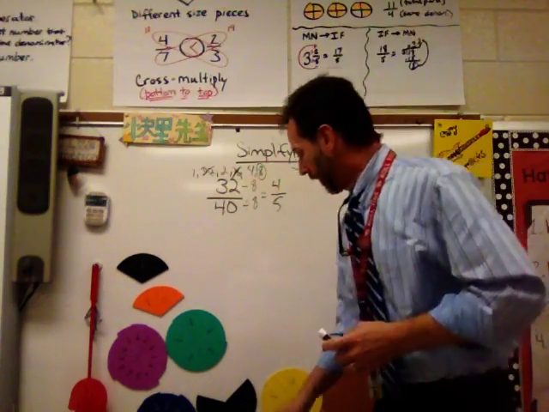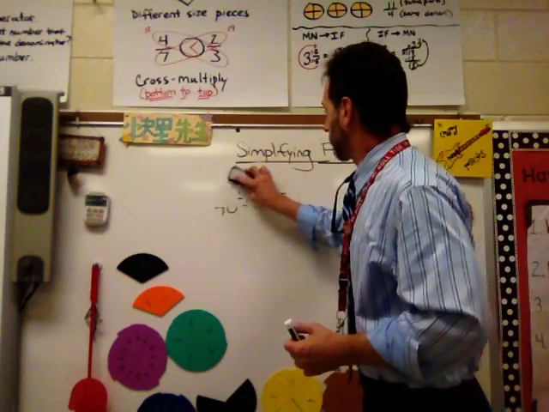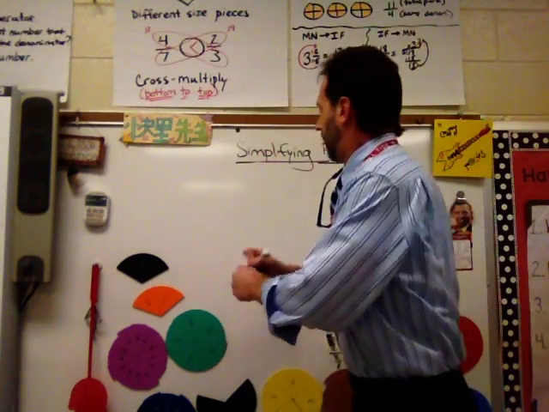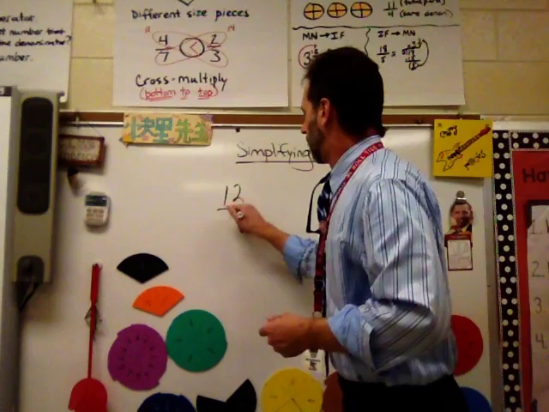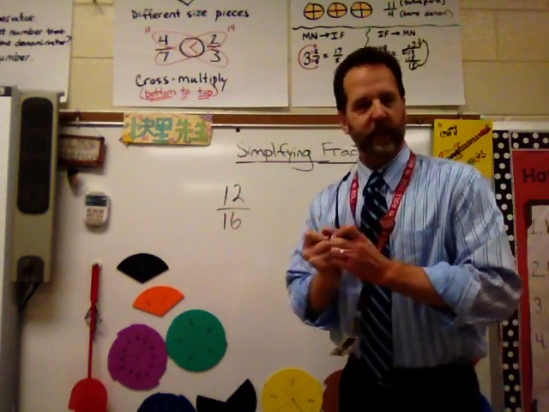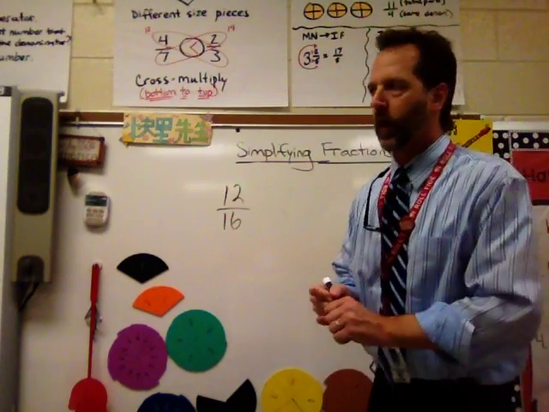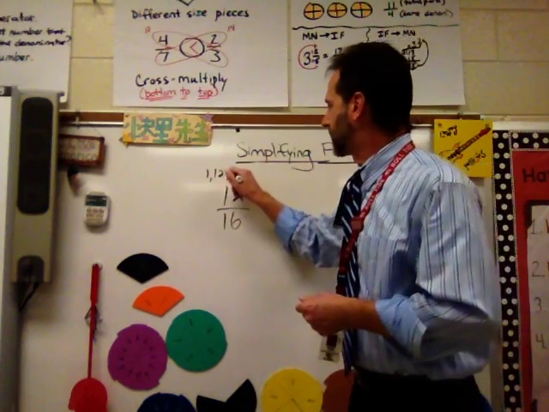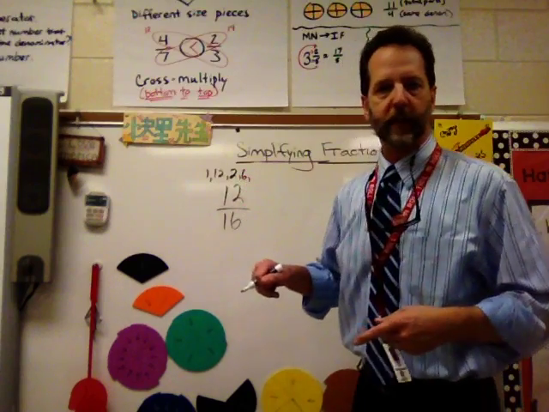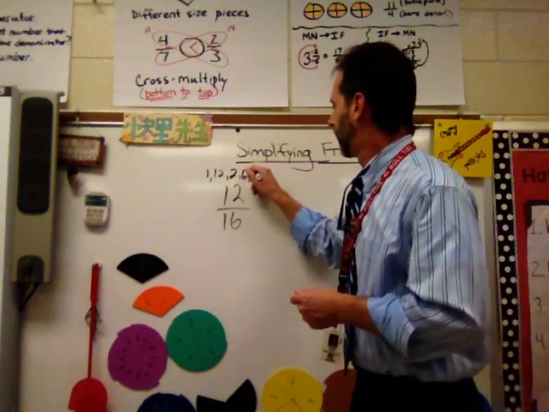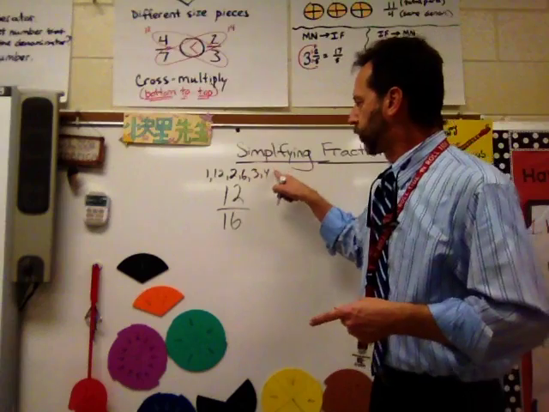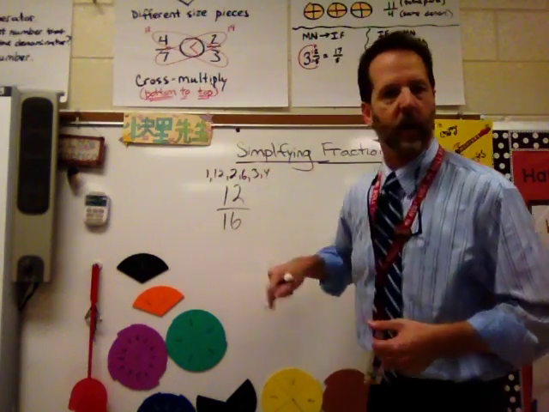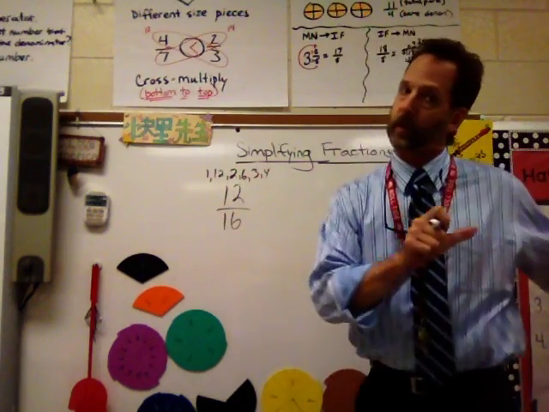Let's have you try one. Let's do 12/16. Let's think of the factors of 12. What gives you 12? 1 times 12, 2 times 6, 3 times 4. And now let's see which numbers up here are also factors of 16. Start with the biggest, work to the smallest.